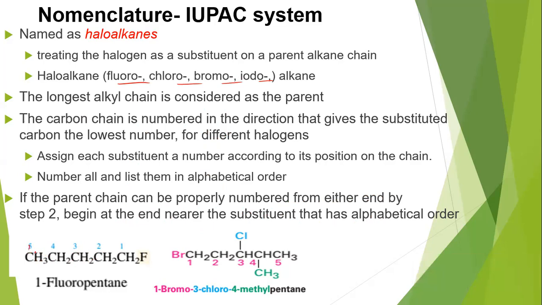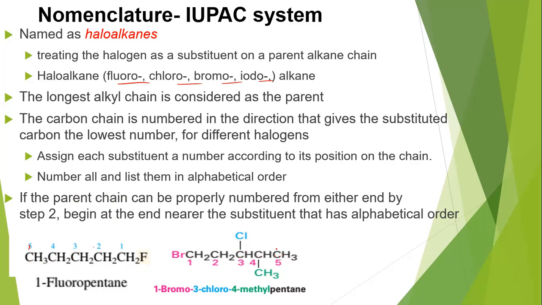I can number my carbons from here 1, 2, 3, 4, 5, right? Good. But then if I do that, the fluorine is on this C and then it will be given 5. One of the rules told us that we have to give the least number to the substituent. And so appropriately, we have to number from this end as it has been shown here. 1, 2, 3, 4, 5, right? Good. Now, the name becomes 1-fluoropentene, right?